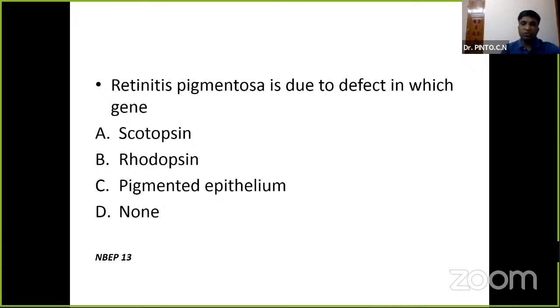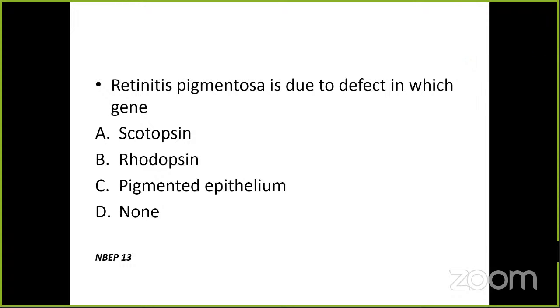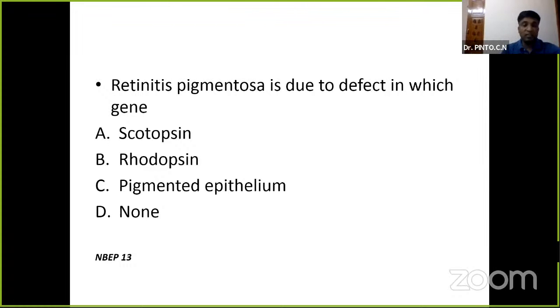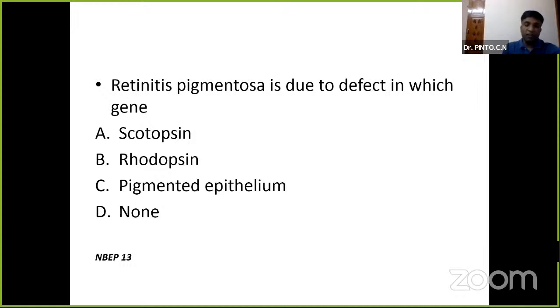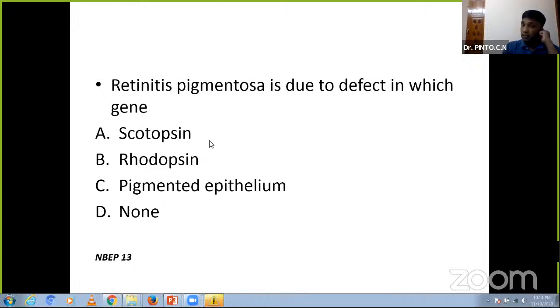Retinitis pigmentosa is due to defect in which gene? Anybody? Scotopsin. No, it's rhodopsin. There is nothing like scotopsin. It's rhodopsin. Yeah, rhodopsin. Scotopsin is found where? Which is present in the cone, right? Okay. Rhodopsin is present in the rods. So the rods are responsible for dim light. Scotopsin is responsible for color vision and daylight.